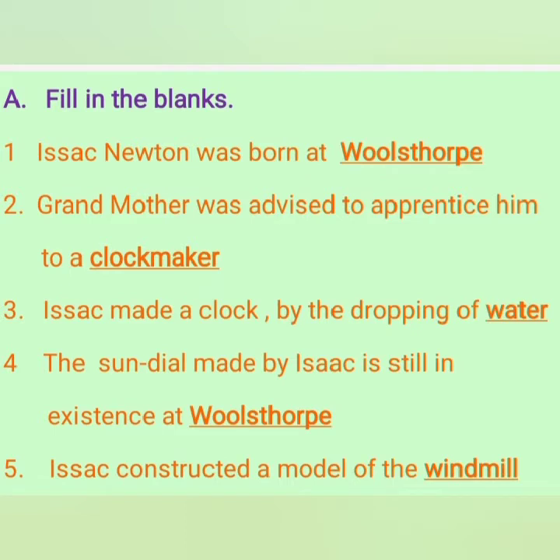From session 1, first question: Isaac Newton was born at dash. The answer is Ulstroff. Second one: a grandmother was advised to apprentice him to a dash. The answer is clockmaker. Third one: Isaac made a clock by the dropping of dash. The answer is water. Fourth one: the sundial made by Isaac is still in existence at dash. Woolsthorpe is the answer. Fifth one: Isaac constructed a model of the dash windmill is the answer.